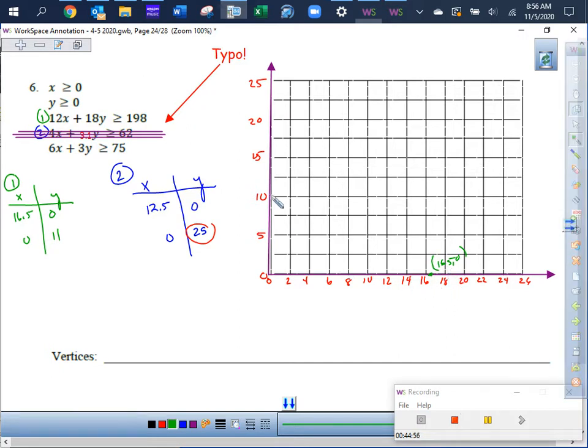And 0, 11. So here's 10. Remember, you're counting by 2.5, so this tick mark right here is 12.5. Isn't 11 probably pretty darn close to like right here? That's the bad part about counting by 2.5, is getting into the no man's land is kind of weird.